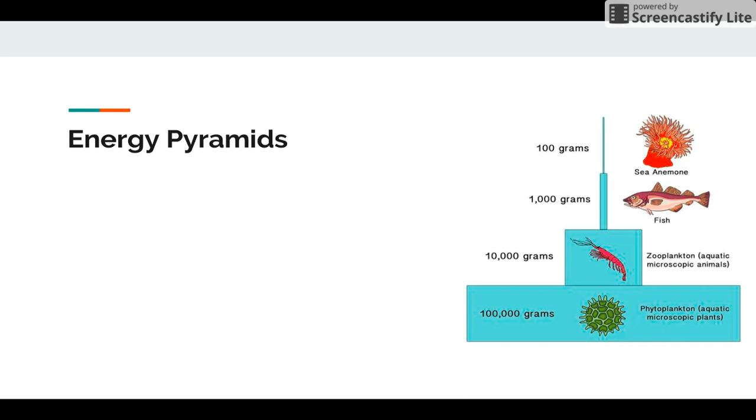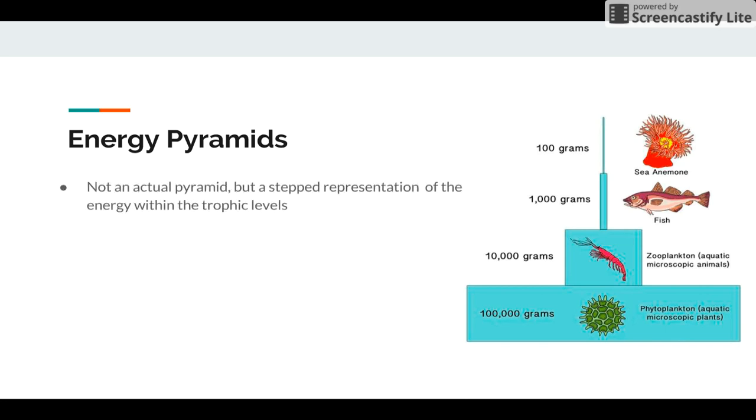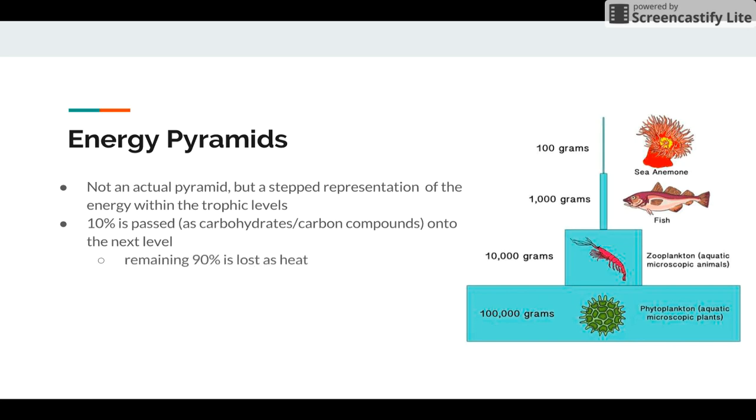Energy pyramids. Energy pyramids aren't actual pyramids, but rather a stepped representation of the energy within trophic levels. 10% of energy is passed as carbohydrates or carbon compounds onto the next level. The remaining 90% is lost as heat. Each bar is proportional to the amount of energy in each level. In the visual representation to the right, another energy pyramid is shown, representing how 10% of the energy is passed between each level.